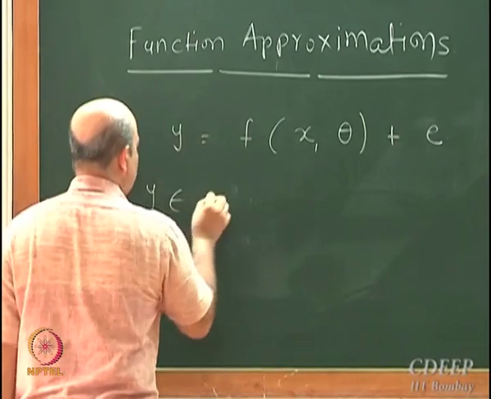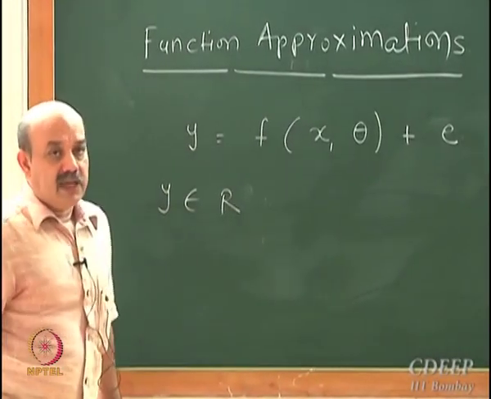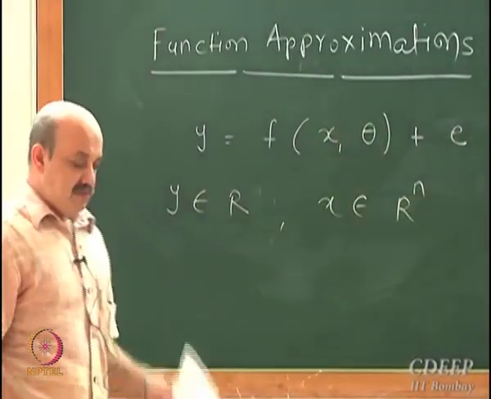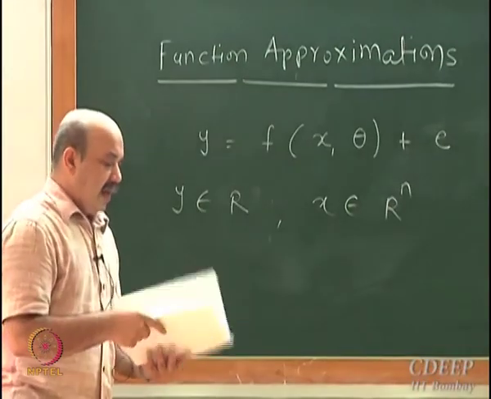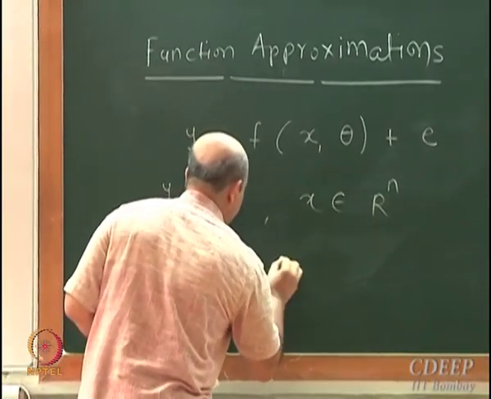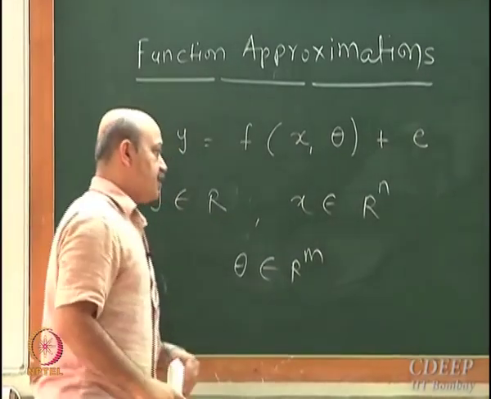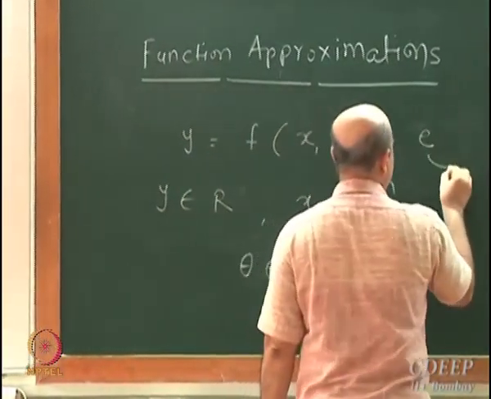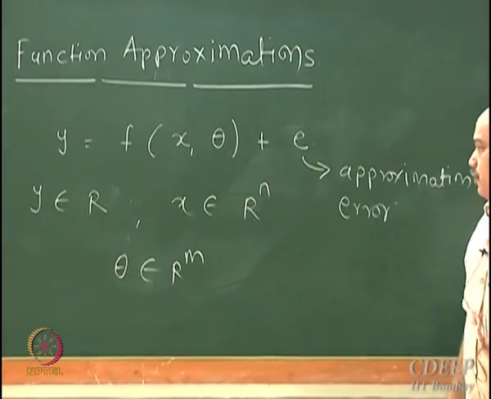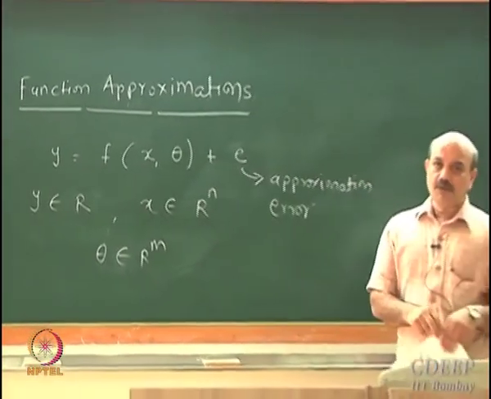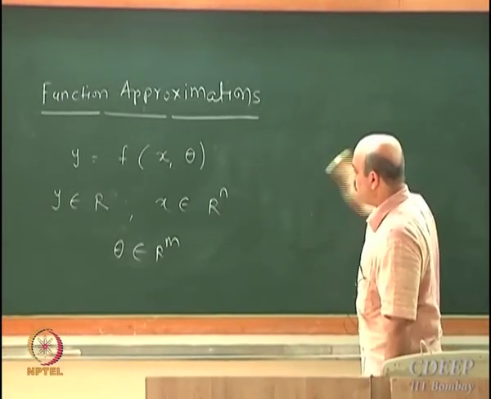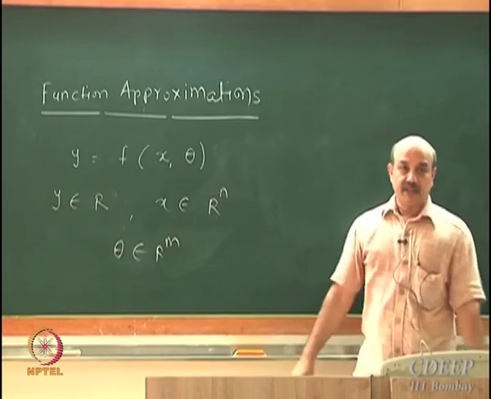Y here is typically a scalar value, x can be an n-dimensional vector in general, and theta is an m-dimensional vector. E is the approximation error. Well, when I am writing this model, I am already making some assumptions, and I want to free you from that particular assumption right now. To begin with, let's not worry about where the error appears. We'll look at the error a little more systematically.